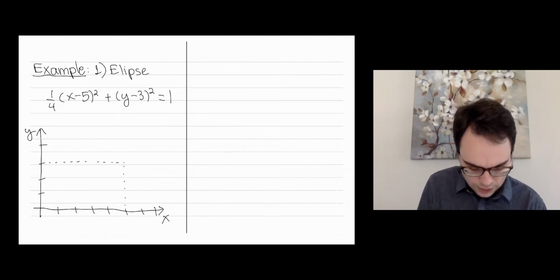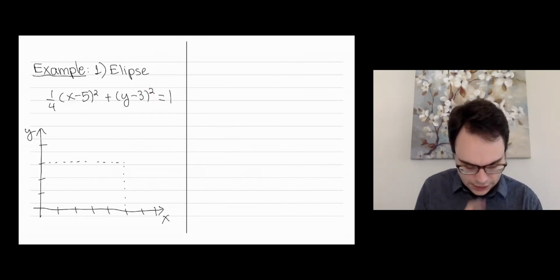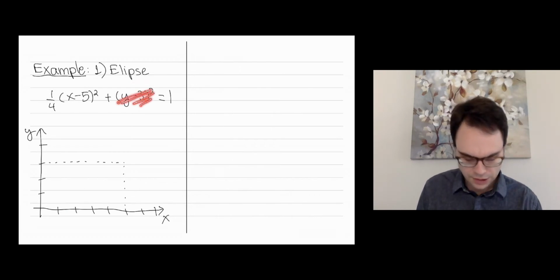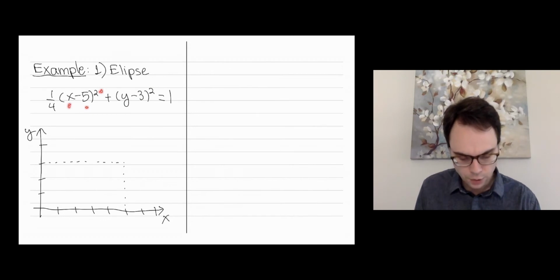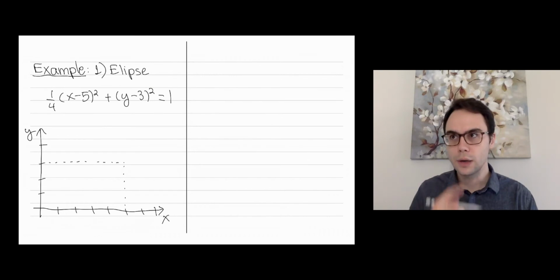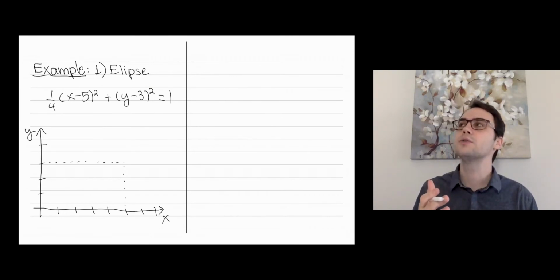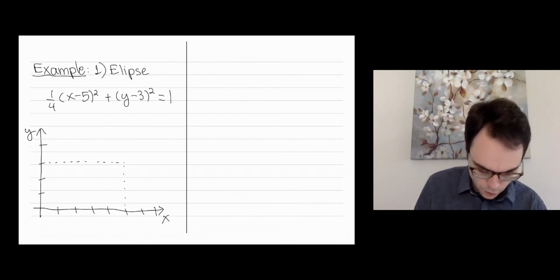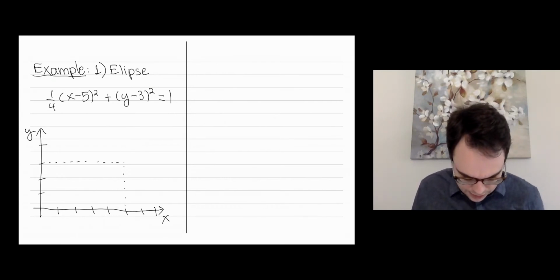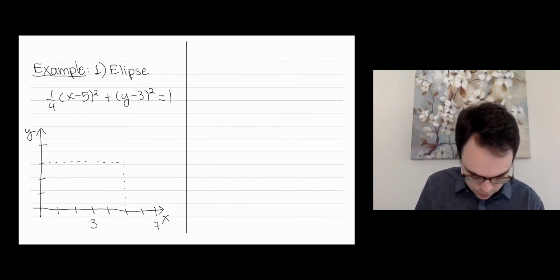Let me draw now a few points in this ellipse. So let's say, for example, let's look at the points where y is equal to 3. Right, so y minus 3 is 0. What points do I get? Well, the equation becomes (x minus 5) squared equals 4. So x minus 5 is plus or minus 2. So x is either 3 or 7. Okay, so if y is 3, I get these 2 points, x equals 3 or 7.